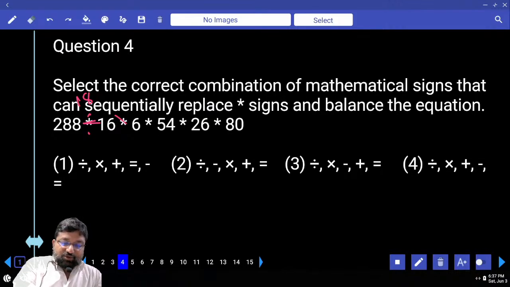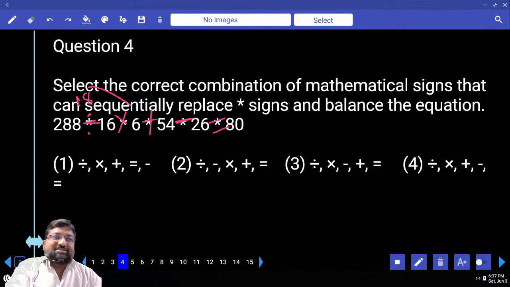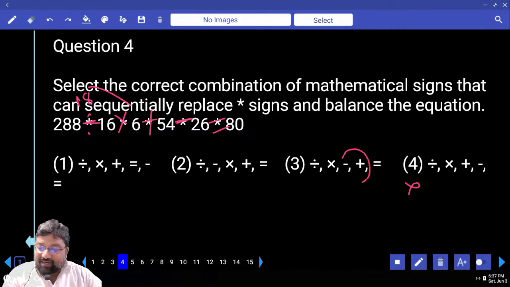Next is into, next is plus, and then minus. Finally, it is equals to. So I have to do 18 into 6. How much is 18 into 6? 108. 108 plus 54, 162. 162 minus 26, will it be 80? No. And this has gone wrong. But remember, here you have to change only the minus and plus.